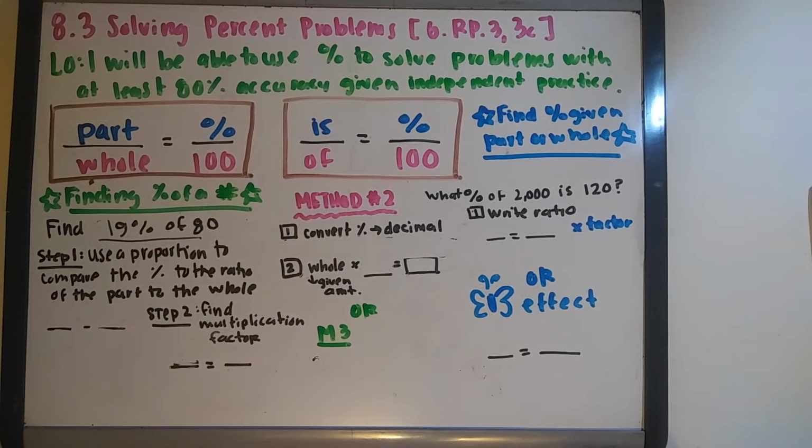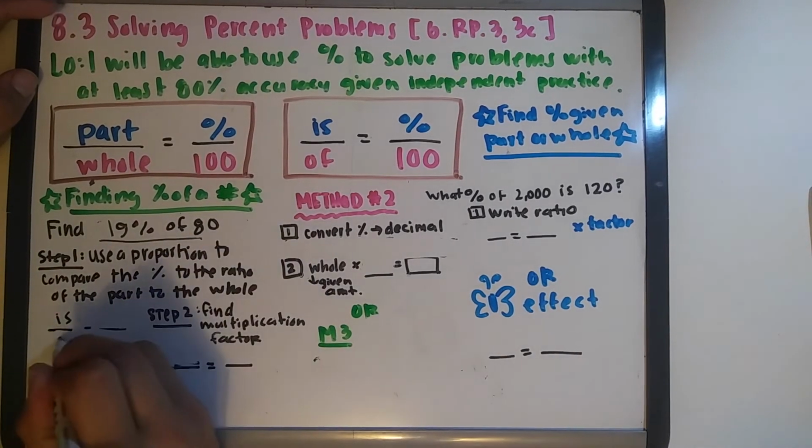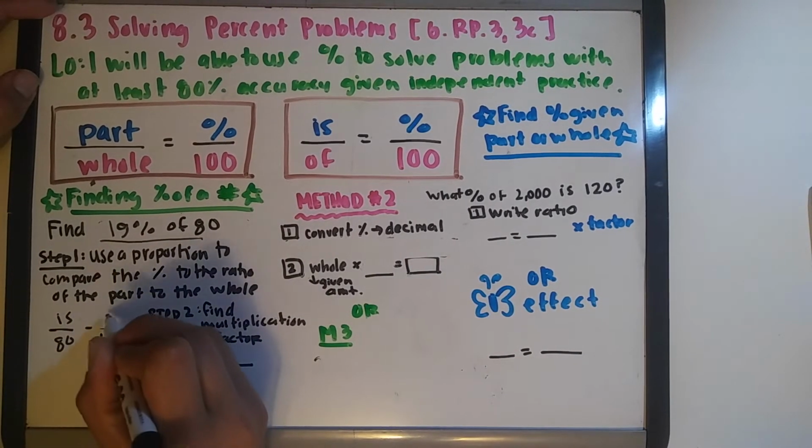So if I were to do that, I can write, do I know what that is? No. So I'm going to say, okay, I don't know what that is. What I know of is 80. That is always 100, and this is 19%.